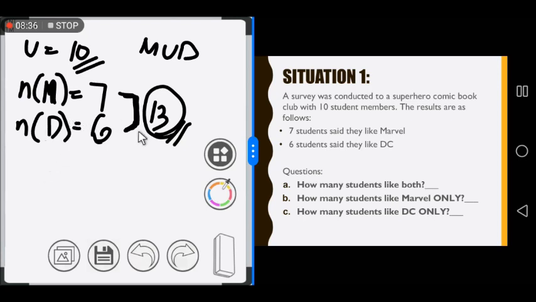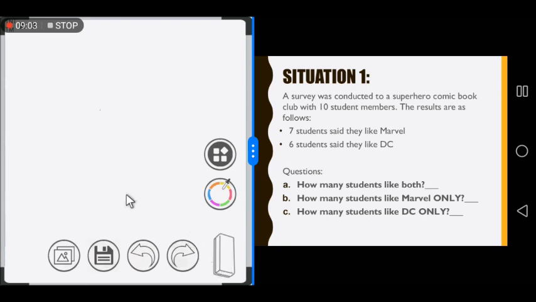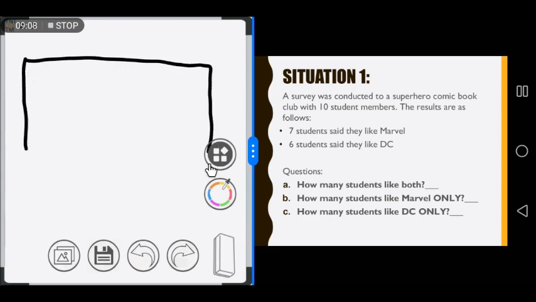Just add the number of votes, minus the universal set. Our number of votes is 13 minus the universal set, which is 10. So, the number that like both is 3. Okay? So, let us clear this. In our Venn diagram, that 3 is the first one we will place.